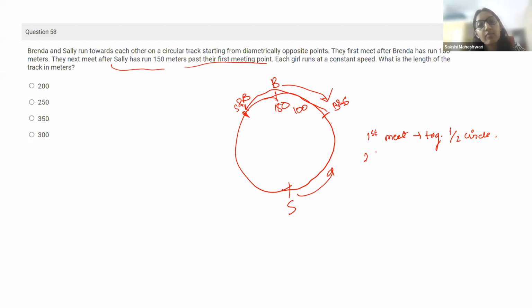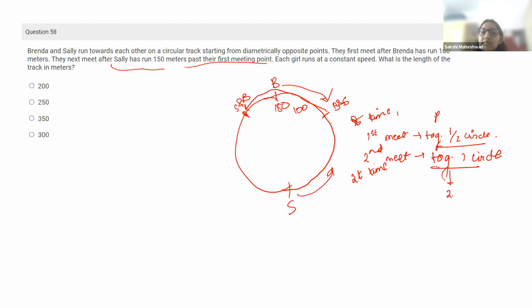Now for the second meet, they both have together completed one full circle. Both of them run at constant speed. What is the length of the track in meters? See, what you can understand from here is, for the first meeting point, they would have taken some time t. For the second, they'll take 2t. If together they run some distance p, then here they will run 2p, each of them, since this is constant speed.